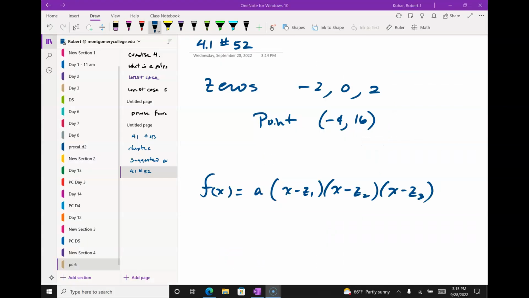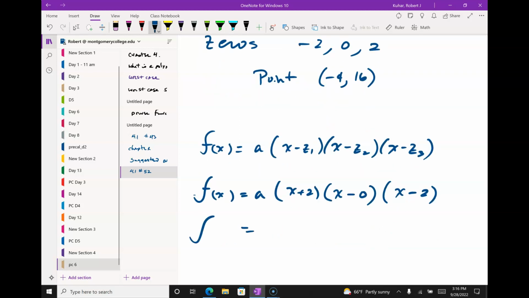In my zeros, put in the point, and then figure out A. So right away, I have f of x equals A times, my first 0 is negative 2. That gives me a factor of x plus 2. Does that make sense? It's x minus a negative 2, so x plus 2, right? My second factor, my 0 is x minus 0, so I could just call it x, of course, right? And then x minus 2. This okay? Yep, so I have A times x plus 2 times x minus 2.